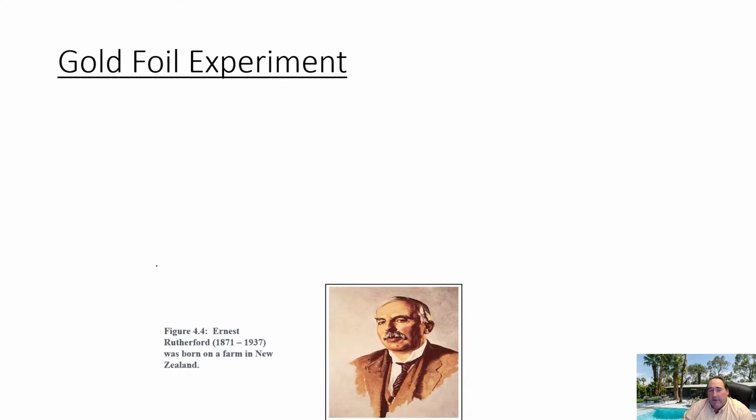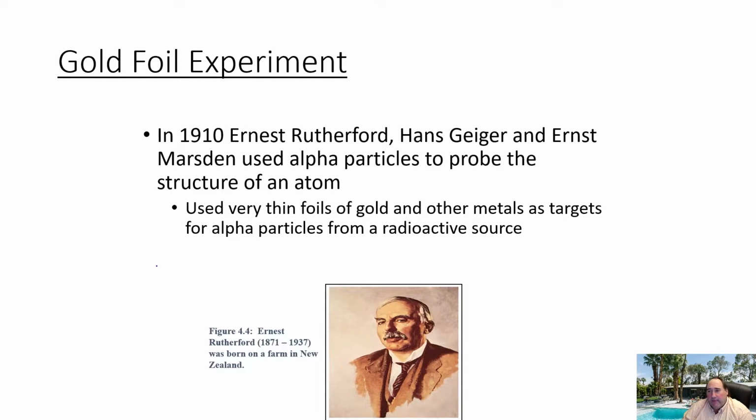Now, this all came to a head with the next really important experiment, the gold foil experiment. The next major experiment down the road that you do need to know about is the gold foil experiment. It was done by Ernest Rutherford, along with Geiger. You might have heard of a Geiger counter. That would be him, I believe. And Ernest Marsden. They used alpha particles to probe the structure of the atom.